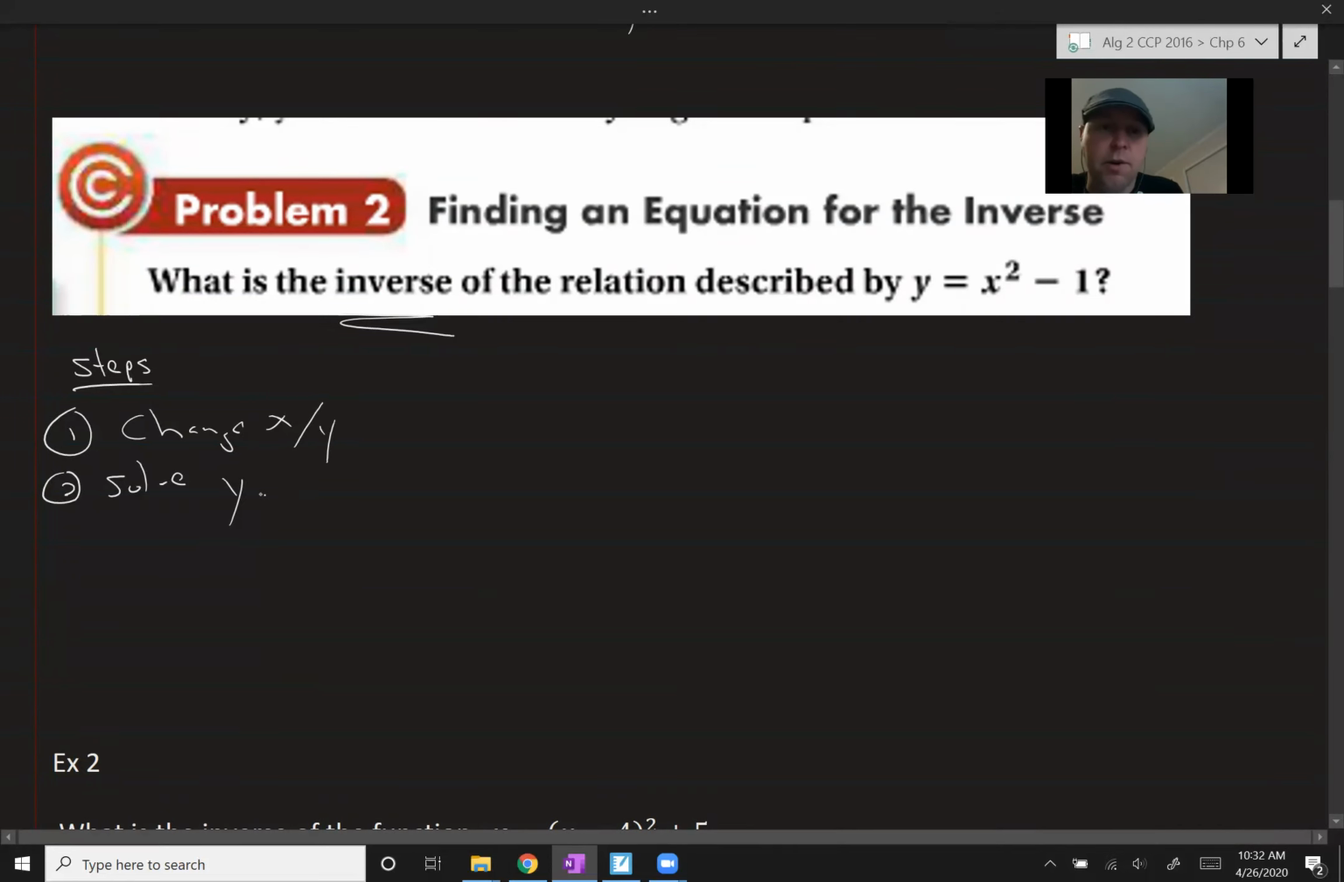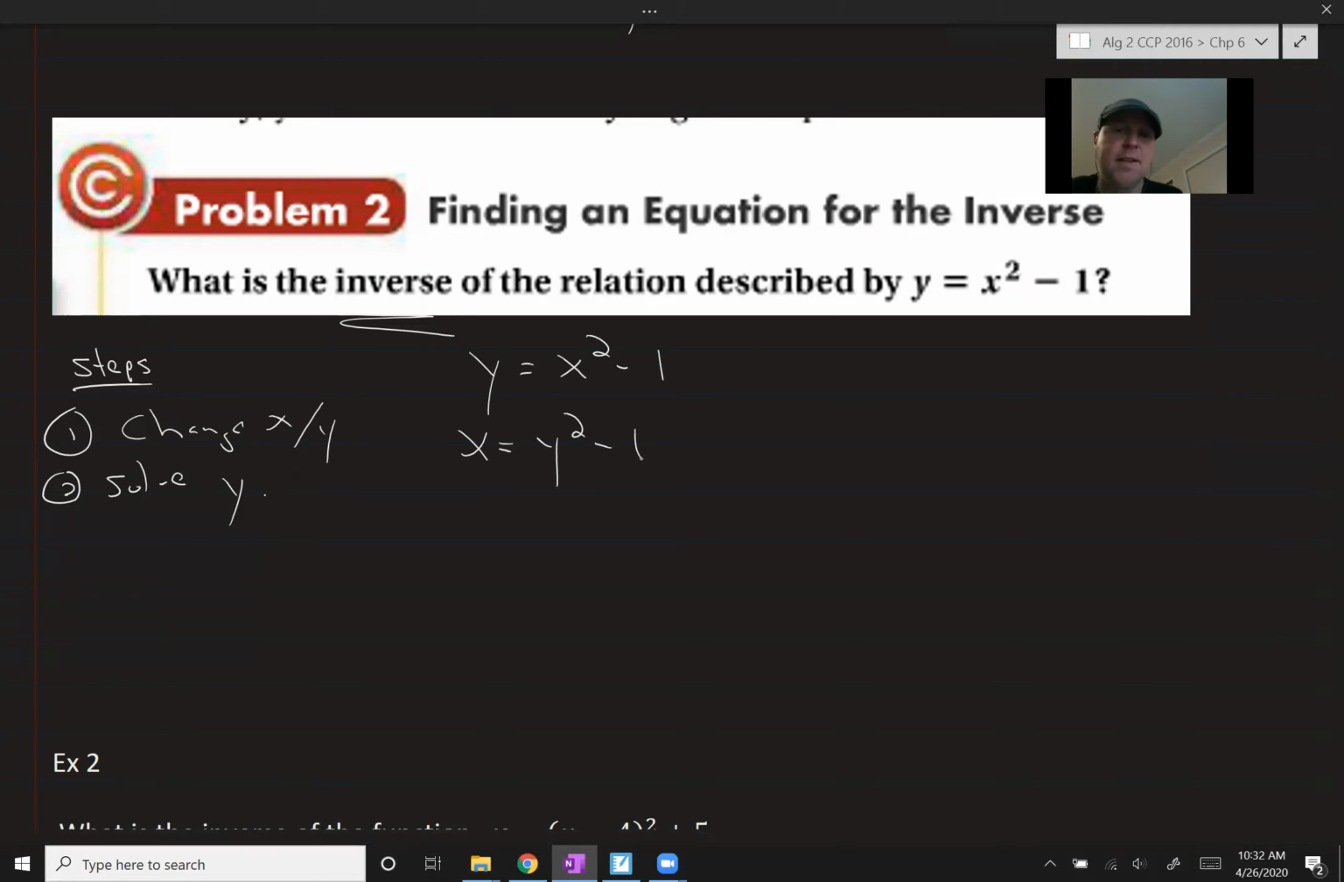That's it. All right, so this equation starts off y equals x squared minus 1. Step number 1, x equals y squared minus 1. Boom, done. Step number 1. I'm 50% done according to the steps. It's going to take a little bit longer though.